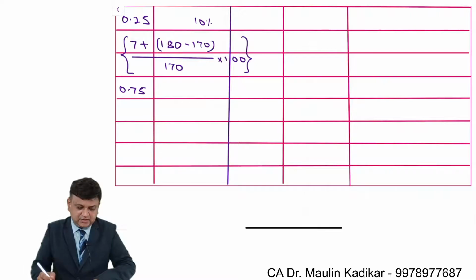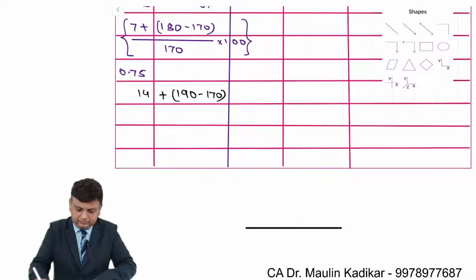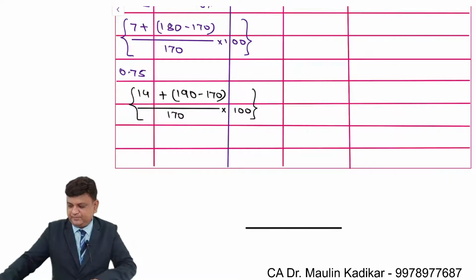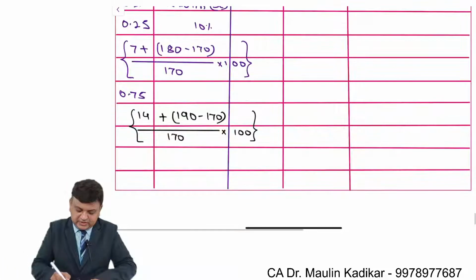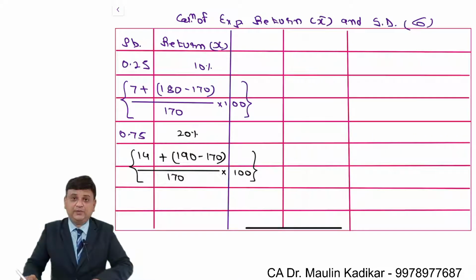75% chances that dividend per share will be 14 plus price per share will increase to 190 from 170. Whole divided by 170 into 100 once again to compute the answer in percentage term. So 20 plus 14, that is 34, divided by 170 into 100, that comes to 20%. This is the way first of all we make the computation of the return.